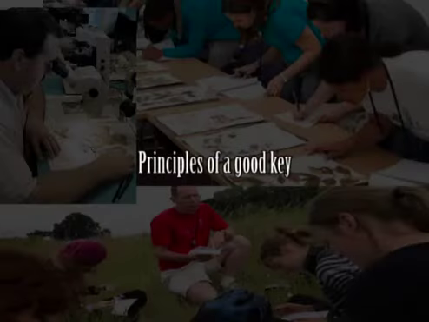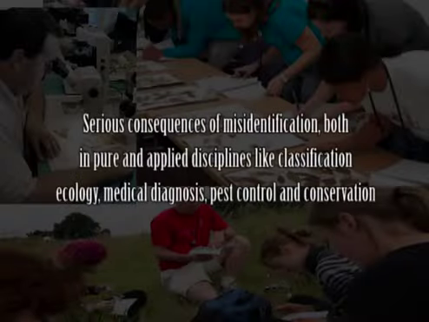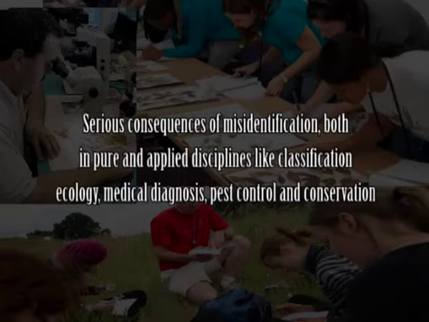Now, we highlight some principles of a good key. While constructing a taxonomic key, the guidelines which we are going to discuss should be followed so as to minimize the identification errors, which otherwise could lead to serious consequences of misidentification both in pure and applied disciplines like classification, ecology, medical diagnosis, pest control and conservation, etc.